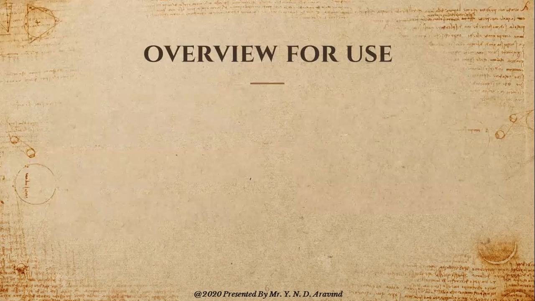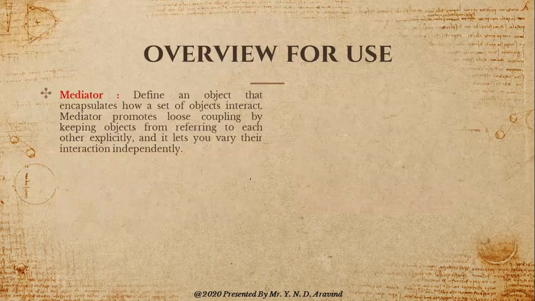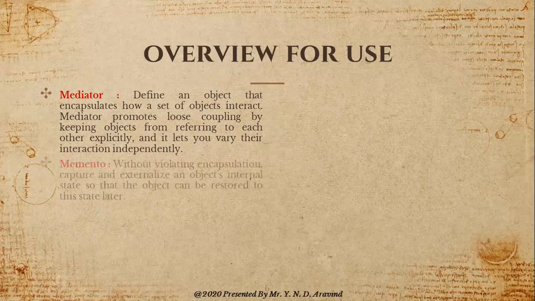The next one is Mediator. Here Mediator defines an object that encapsulates how a set of objects interact. Mediators promote loose coupling by keeping objects from referring to each other explicitly, and it lets us vary their interactions independently. The next one, the 15th, is Memento.